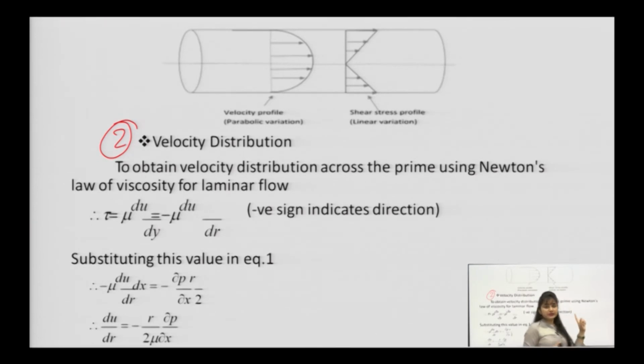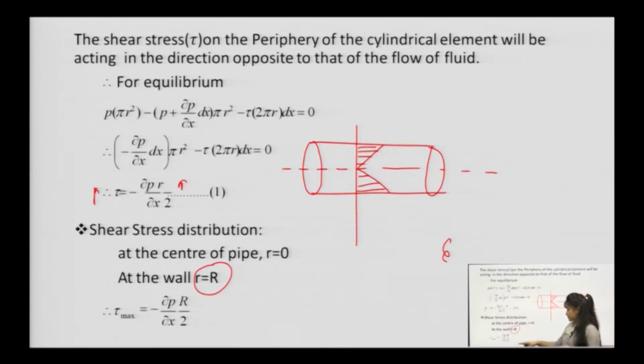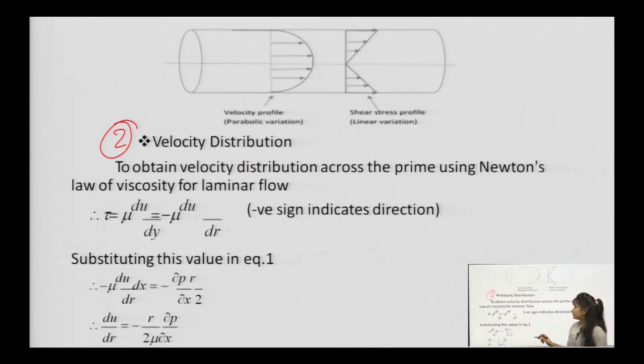Now, we will substitute this value into the previous result we achieved. What did we achieve previously? We achieved tau equal to minus the change in pressure with respect to the distance x, times half the radius of the pipe. There you can substitute the value of viscosity, and after substituting, you get the change in velocity with respect to the radius of the elemental fluid at the center line of the pipe axis, equal to minus the radius of the elemental fluid times the change in pressure over the viscosity.